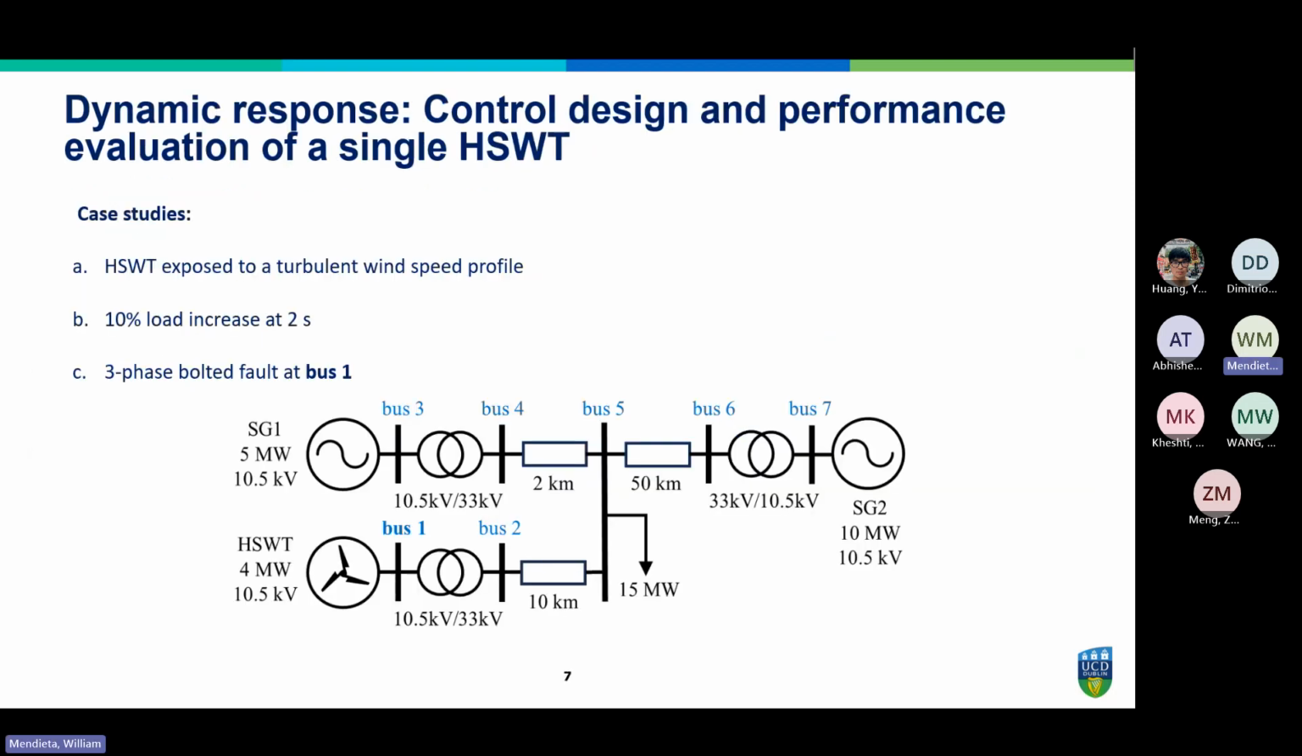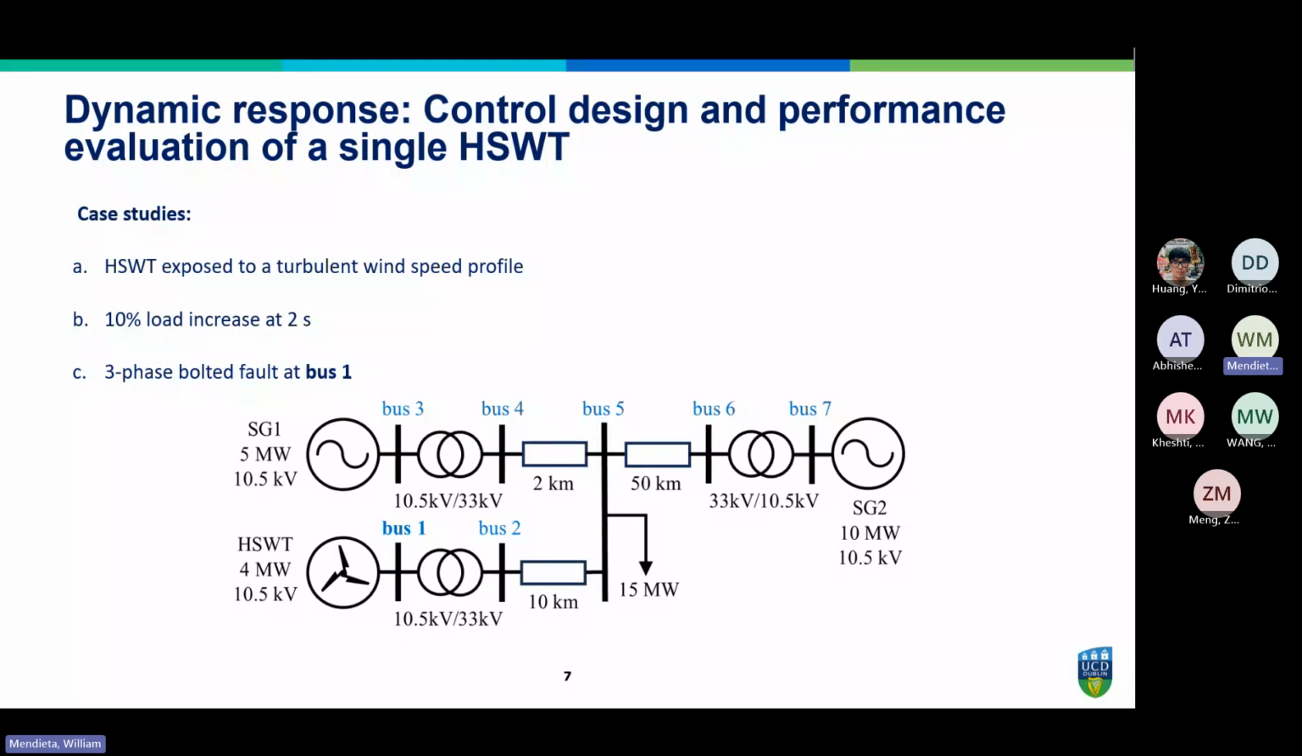In order to investigate the dynamic response of a hydrostatic wind turbine, the following case studies are proposed. So first, the hydrostatic wind turbine is exposed to a turbulent wind speed profile in order to resemble real-life conditions. For the second case, we have a 10% load increase at 2 seconds to evaluate the frequency response characteristic of the hydrostatic wind turbine. And the third case, we have a three-phase bolted fault at bus 1 to evaluate its fault ride-through characteristics.